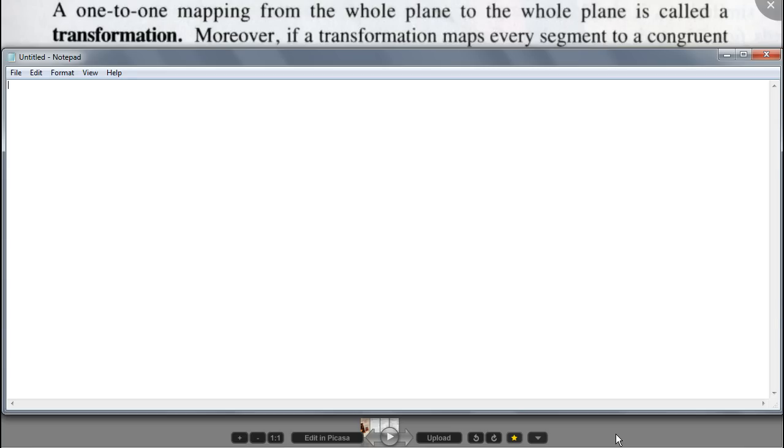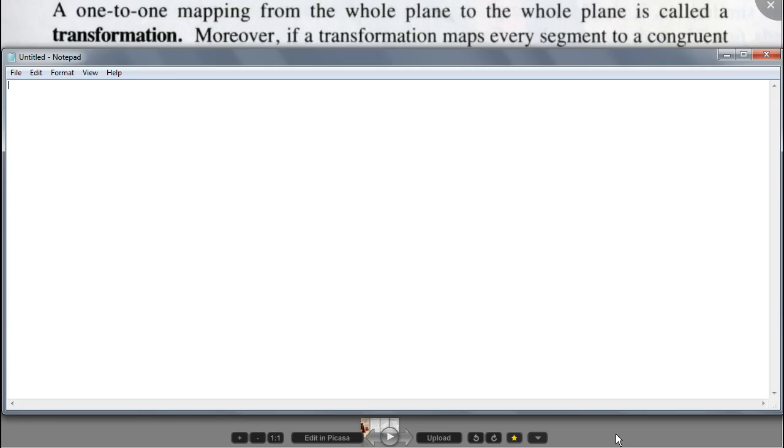But we are going to go over some transformations today, where it's a one-to-one mapping from the whole plane to the whole plane. Okay. Also, there was a special type of transformation called, yes, isometry. What's an isometry? What was the key word on that one? Yes, Nicole, it's a review. Yes, it's a special type of transformation. Why is it special?